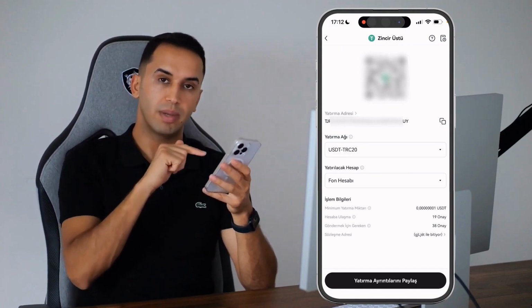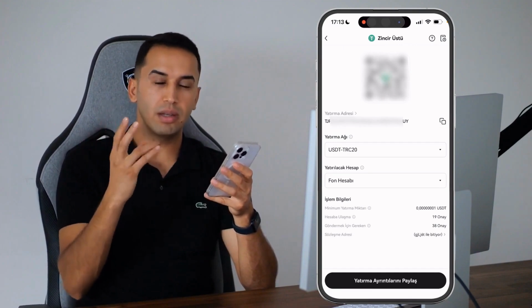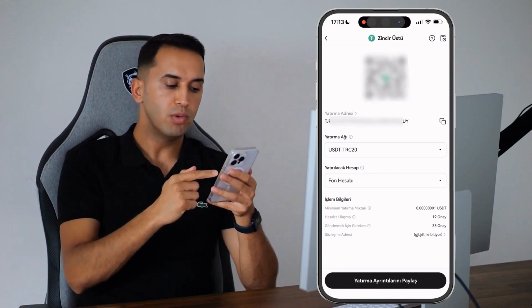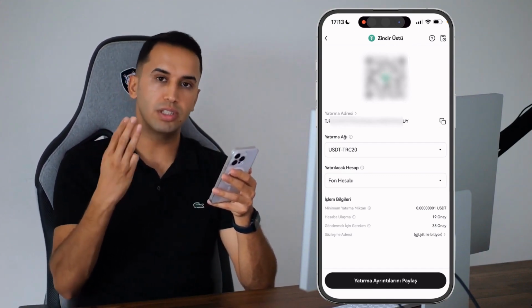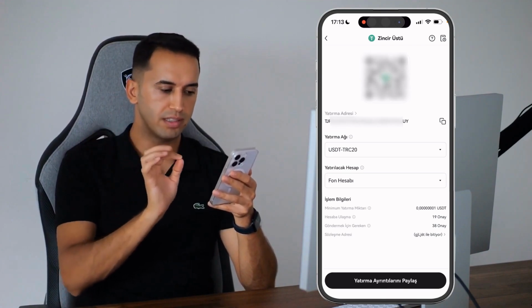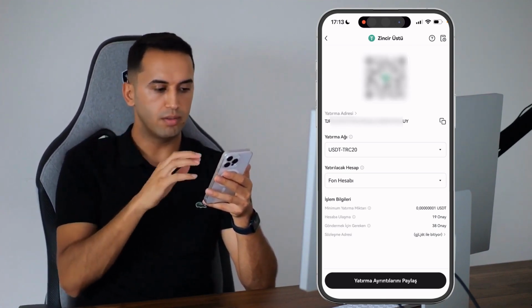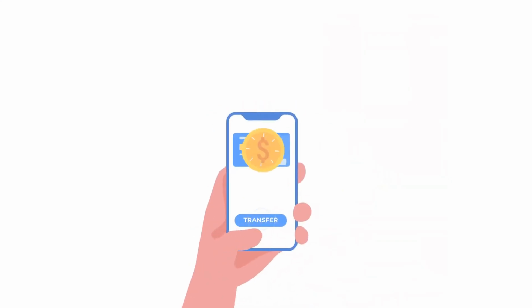Now I will switch to Binance. I will show it from there. 2 networks. Which network am I using? I need to select the same network on both sides. I am using the Tron TRC20 network. I need to confirm the address. We need to check all the letters one by one and the numbers one by one. Now think of it as transferring money from the same IBAN.